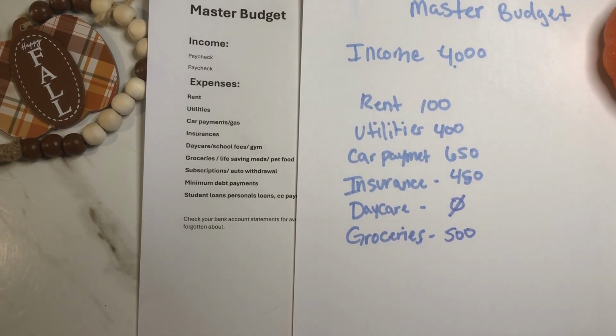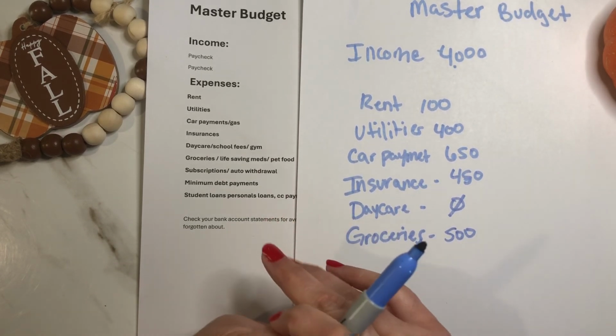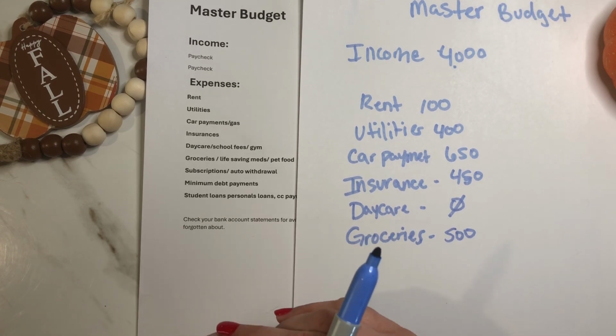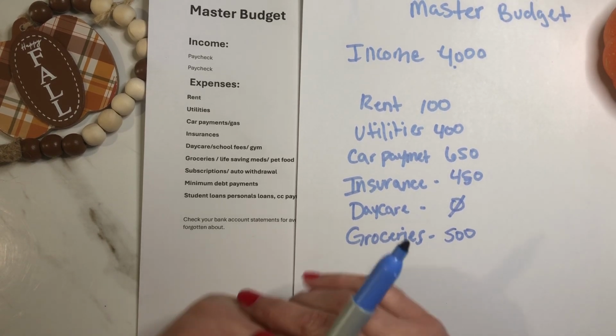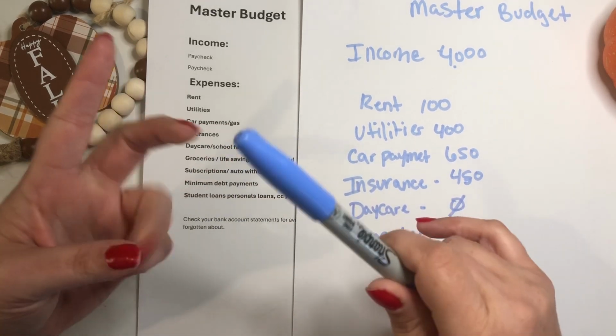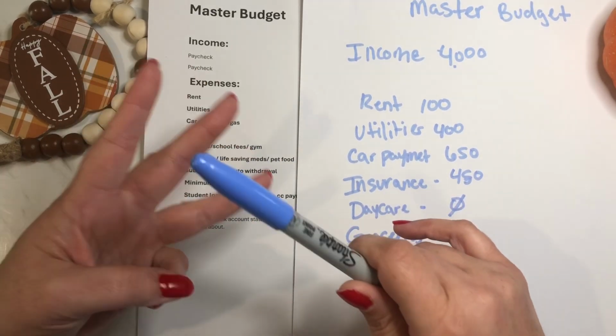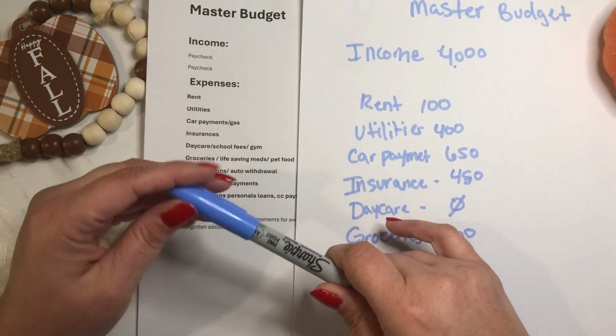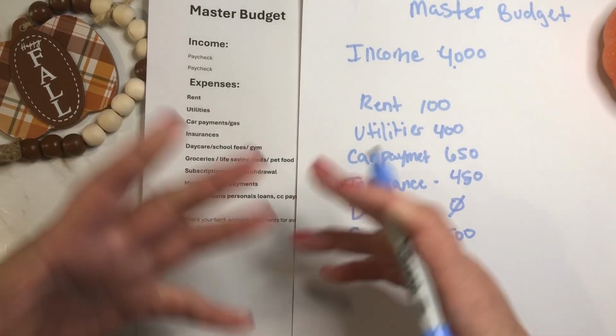Subscriptions and auto withdrawal. Guys, this could be a big one, okay? Because after I paid all my bills, I had $1,000 left over. And then I was like, where's all this money going? It's just eking out of my account, and I hadn't even used my credit card for anything. Guys, I had Netflix, I had Hulu, I had Disney Plus, and I hadn't even opened Hulu, and I don't even know how long. So there's a couple of different ways that you could get around that.